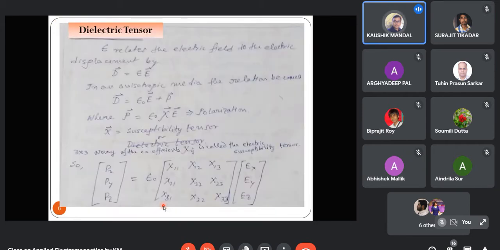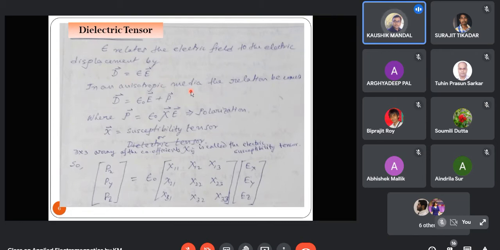This permittivity or dielectric constant of the materials, as we know from the basic material property, the displacement vector is related with the electric field vector by the equation D equal to epsilon E. That is the case of isotropic material.